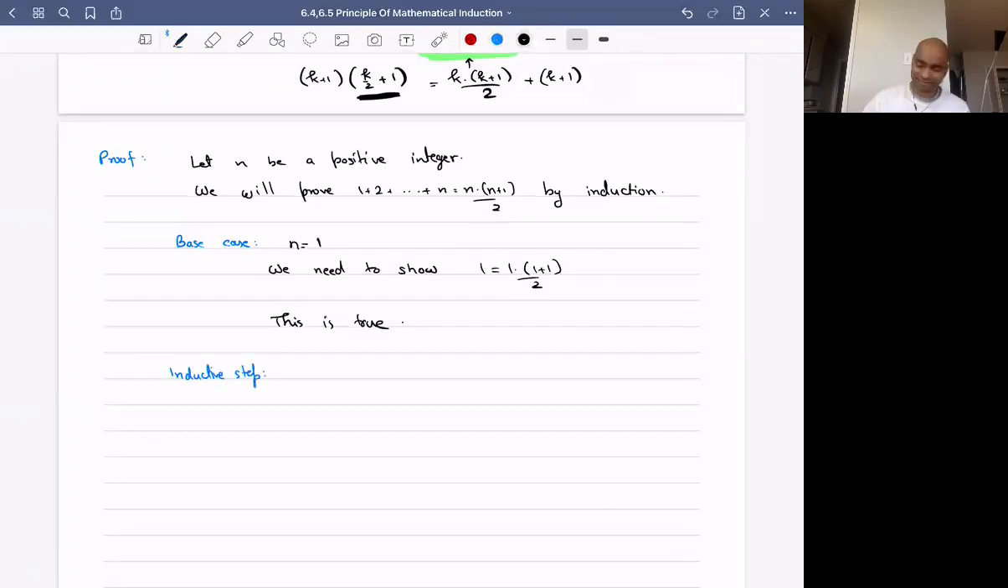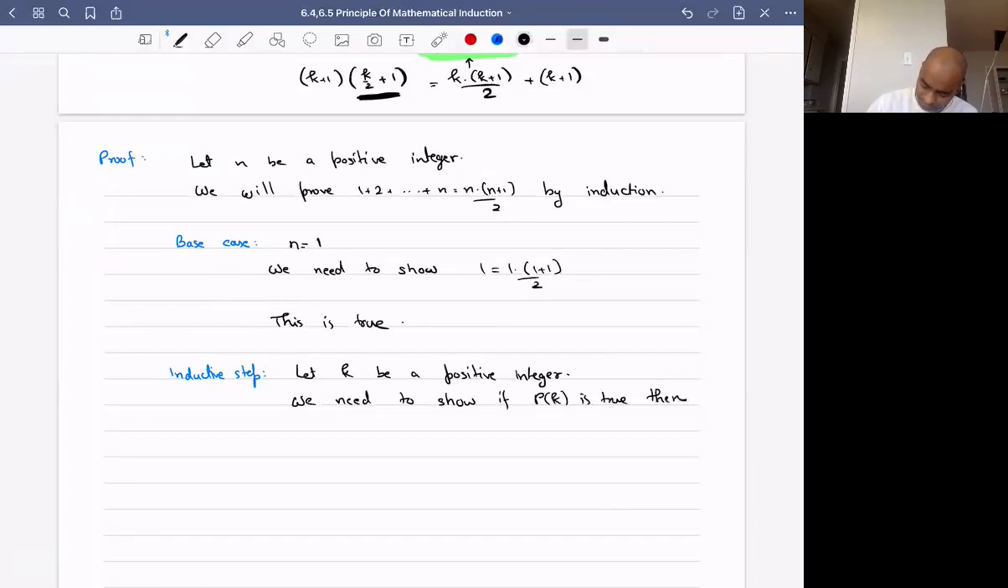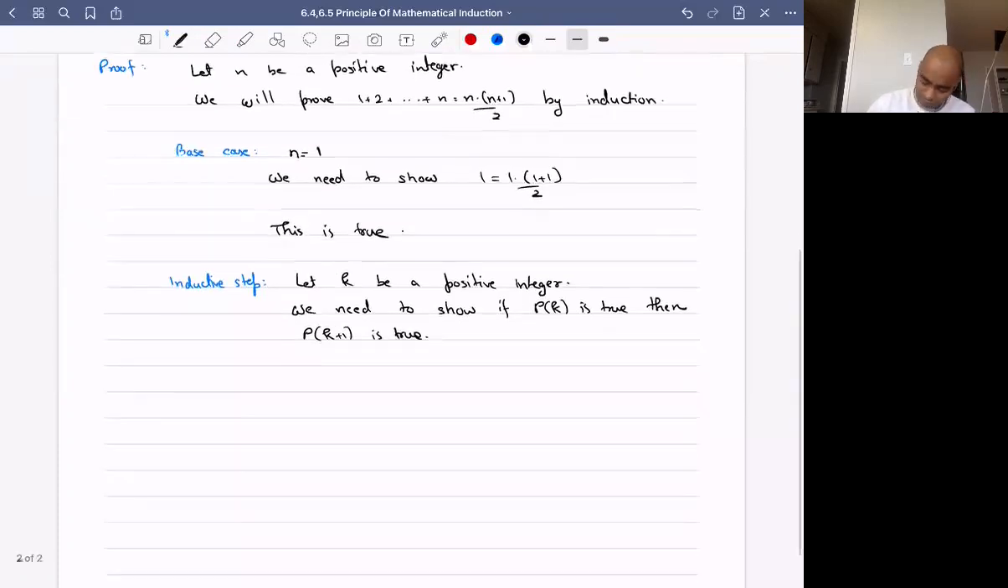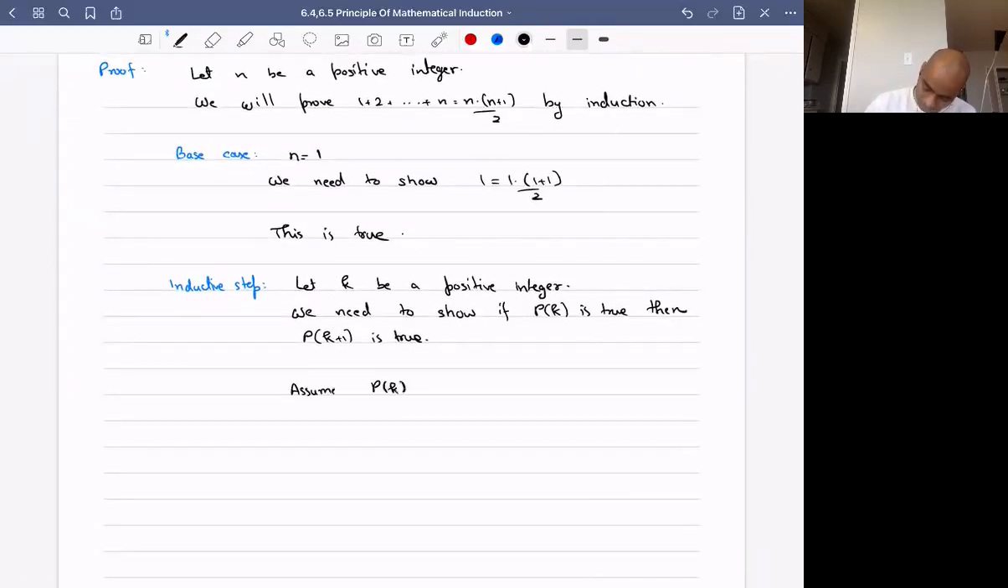For the inductive step, it's an if-then statement. So I'll say that we need to show. Again, I forgot to introduce the variable. Let k be a positive integer. We need to show that if Pk is true, then Pk plus 1 is true. So assume Pk to be true. I assume 1 plus 2 up to k is k times k plus 1 over 2.